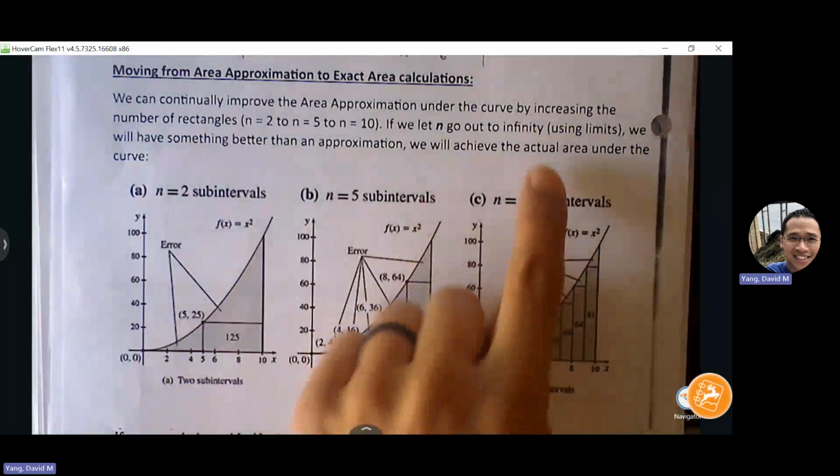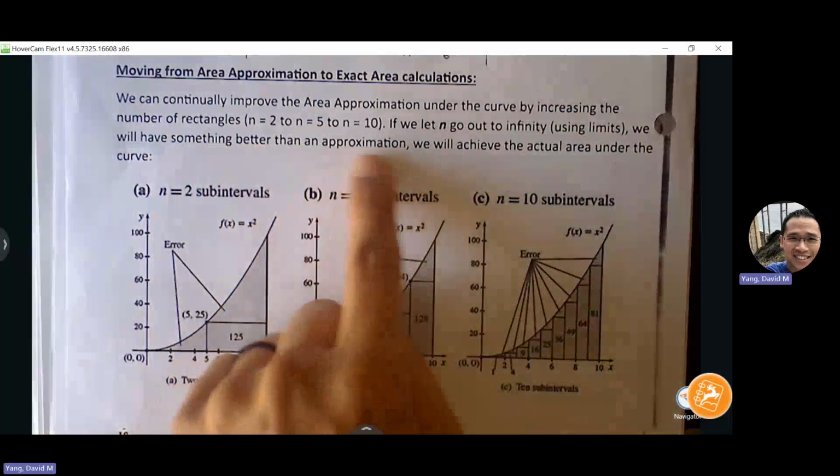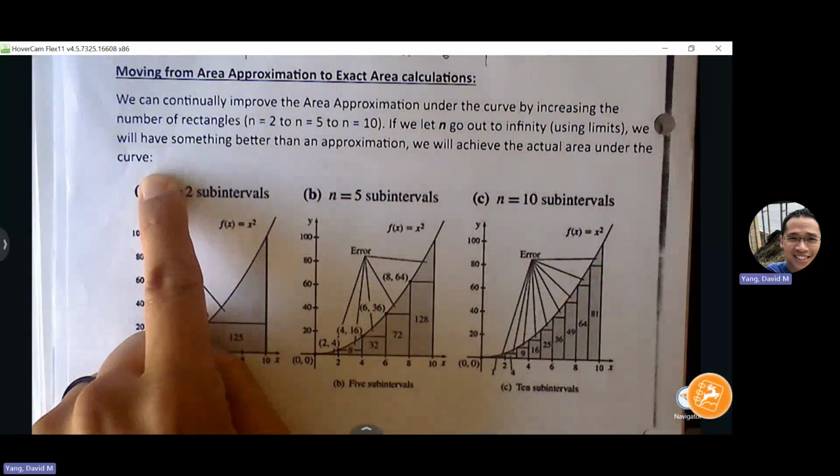So that begs the question, what if we let the number of rectangles go out to infinity? Then we should have something better than the approximation. We will achieve the actual area under the curve. Okay, so that's the idea.